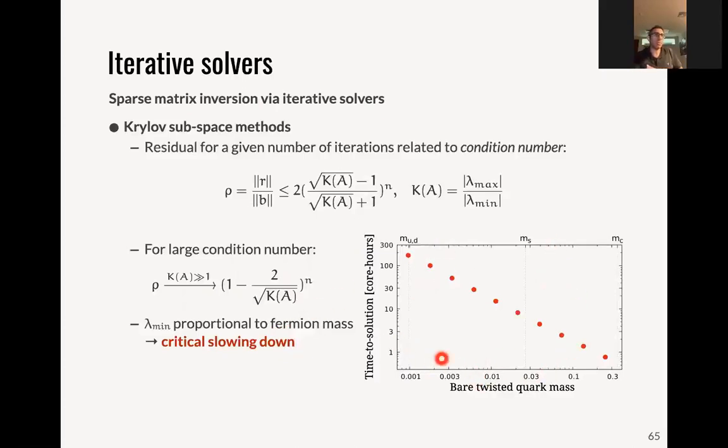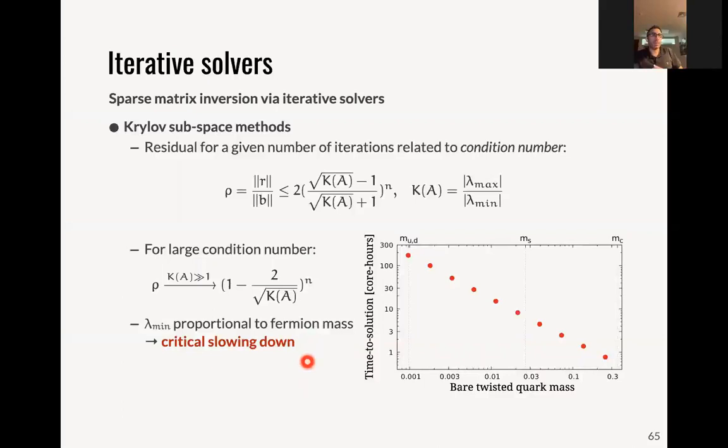And this is the so-called critical slowing down in terms of the inversion of the fermion matrix. So this is an example of what this critical slowing down looks like. On the y-axis here, I have time to solution given in terms of core hours. And on the x-axis here, I have the bare, in this case, twisted quark mass because it's some special definition of the action, but you can just think of this as a bare quark mass. And you can see this is a logarithmic scale here, and you can see that the time to solution to reach a fixed inversion residual here explodes exponentially.